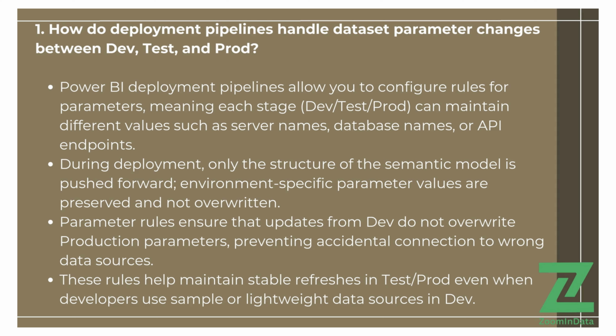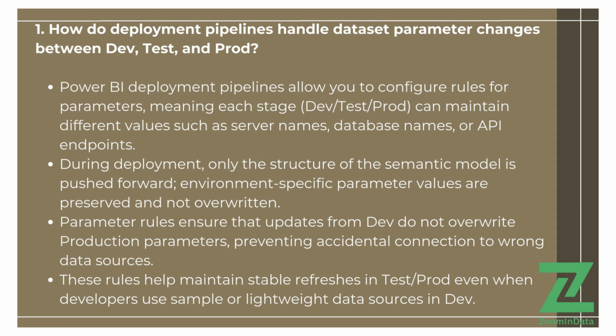During deployment, only the structure of the semantic model is pushed forward. Environment-specific parameter values are preserved and not overwritten. Parameter rules ensure that updates from dev do not overwrite production parameters, preventing accidental connection to wrong data sources. These rules help maintain stable refreshes in test or prod even when developers use sample or lightweight data sources in dev.